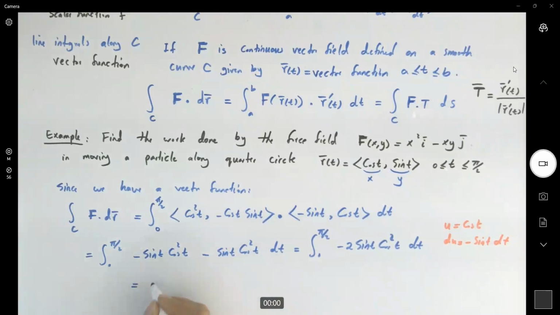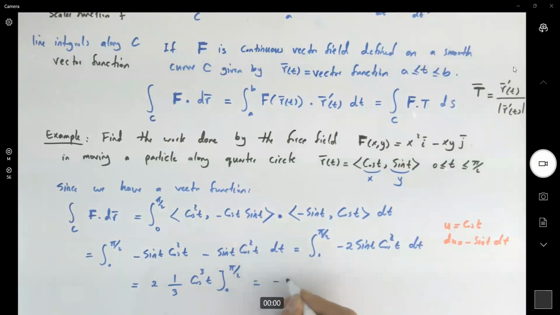So this integral becomes 2 times 1/3 cosine cubed t from 0 to pi over 2. And let's see what do we have here. That becomes negative 2/3.